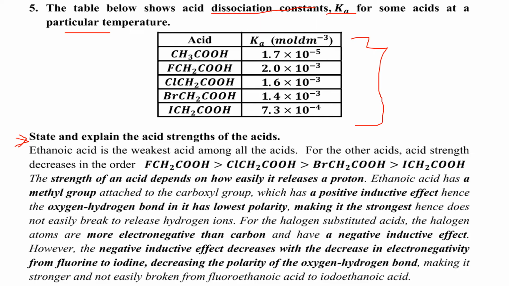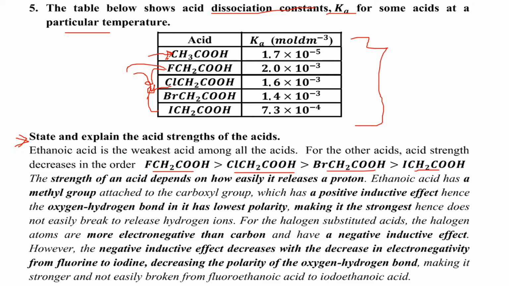So here, ethanoic acid is going to be the weakest acid, because it has the methyl group, and the methyl group has a positive inductive effect. If you look at these other groups, they have halogen atoms. What is going to vary here is the atomic radius of the halogen atoms. So let's look at that briefly. For the other acids, acid strength is going to decrease in this order: fluorine is going to be greater than this, and it's going to be greater than this, and it's going to be greater than this.